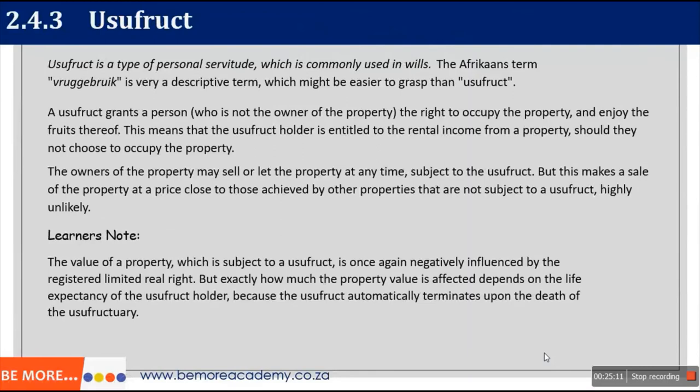This is a nice one. Usufruct. Can somebody try just to explain this before? I'm not going to read much about it. I think this comes from the older generation, it might be. Usufruct grants a person who is not the owner of the property, remember, the right to occupy the property and enjoy the fruits thereof. How many of your parents, for instance, are staying on their parents' property by way of usufruct, that they've got the right to stay there, but it's not their property? That property maybe belongs to an estate or to another person.